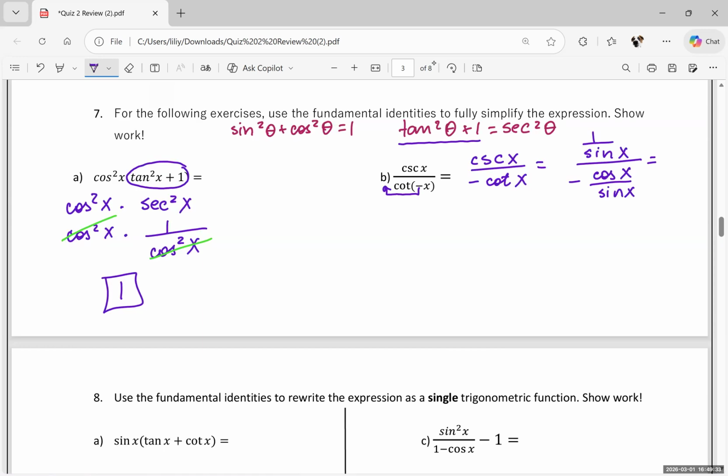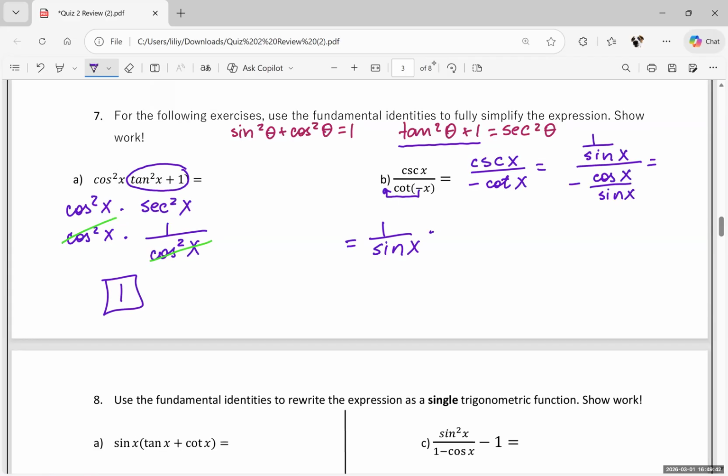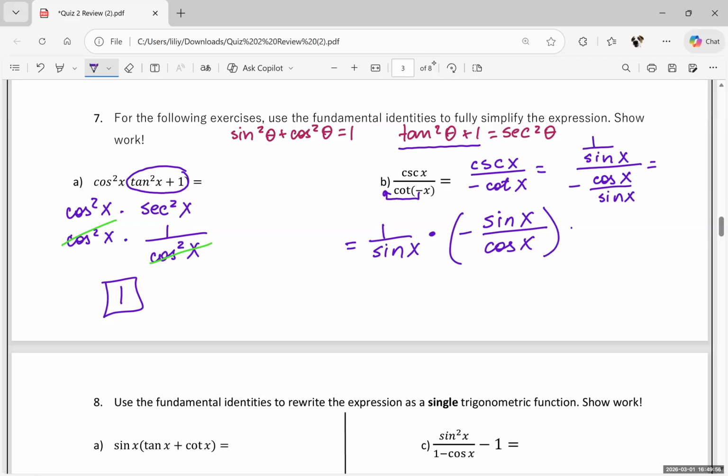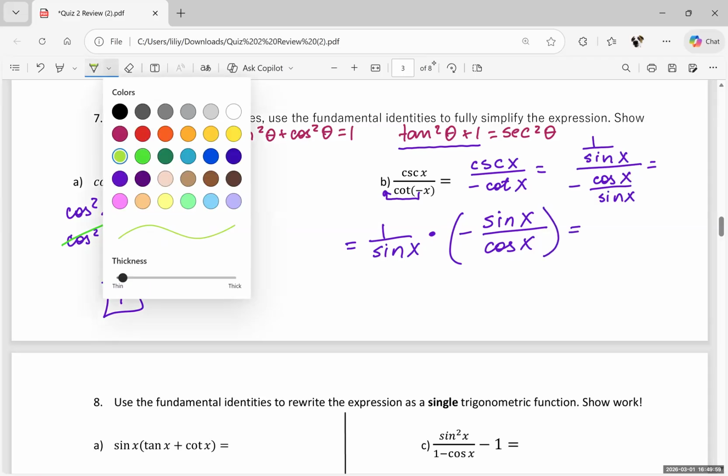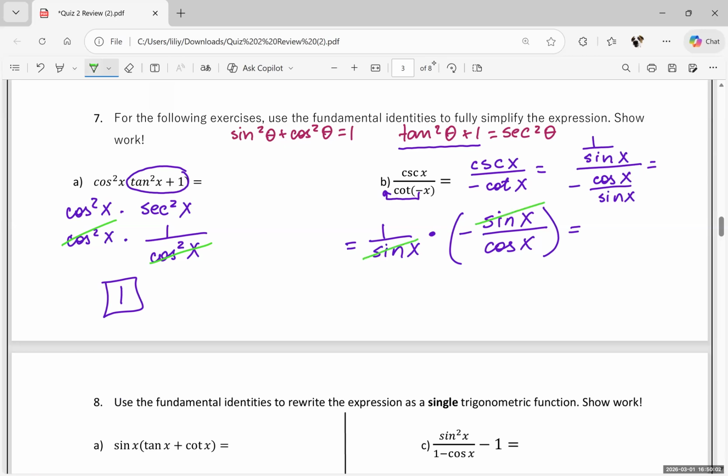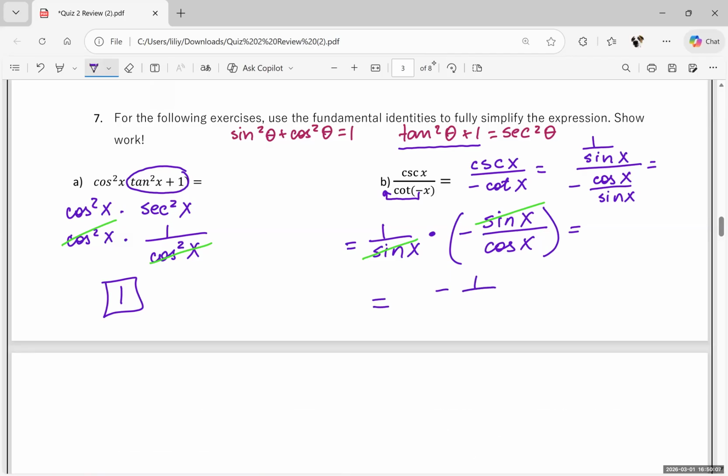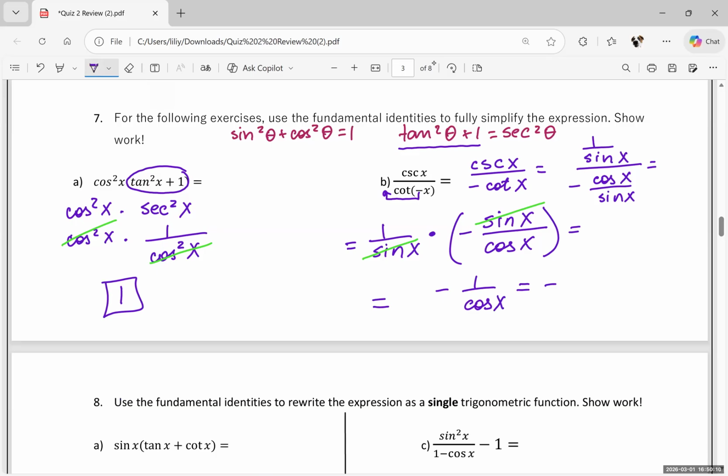Okay, fraction division rules. You leave the top fraction, the one that's in the numerator, alone. You change the division sign to multiplication, and then you flip the fraction that was in the denominator, and it is negative for us, so don't lose the negative sign. Sine x over cosine x this time. You will reduce the sine on top and the sine on the bottom, leaving you with negative 1 over cosine, or negative secant x.